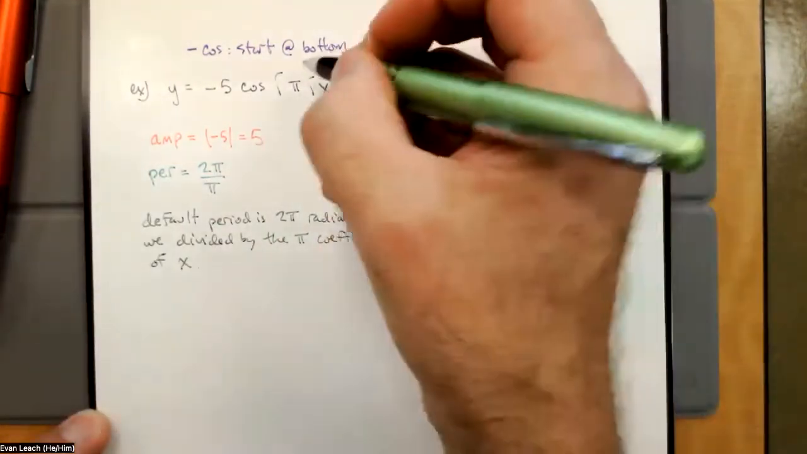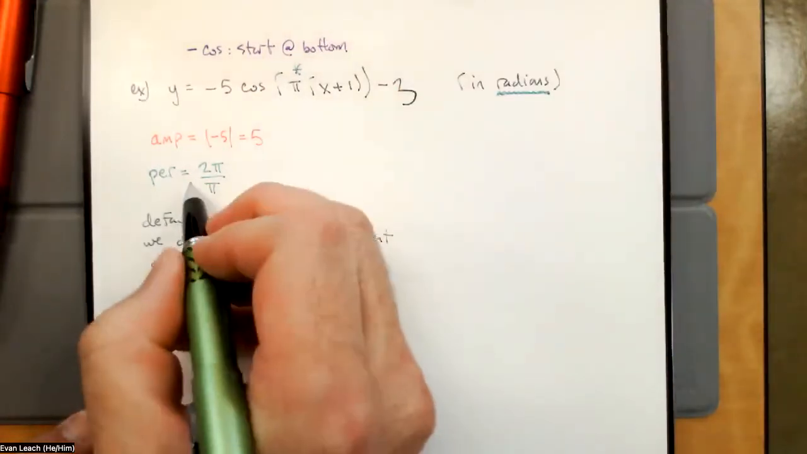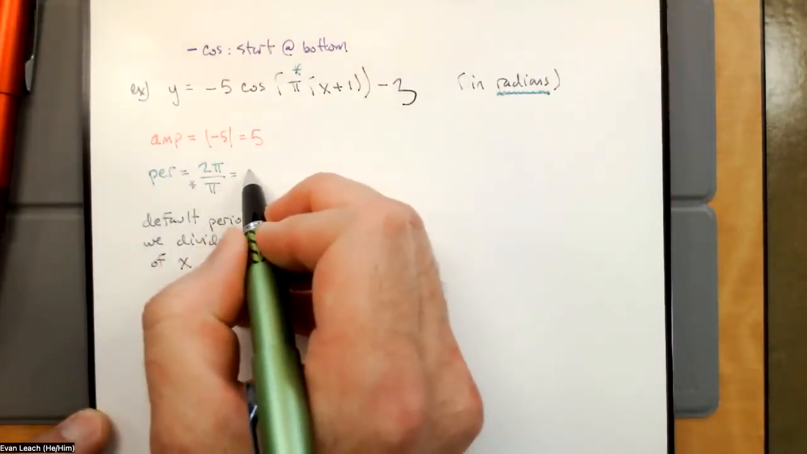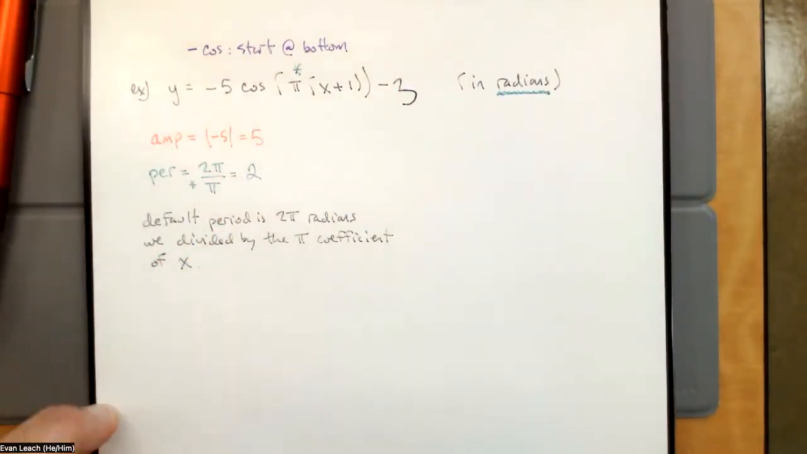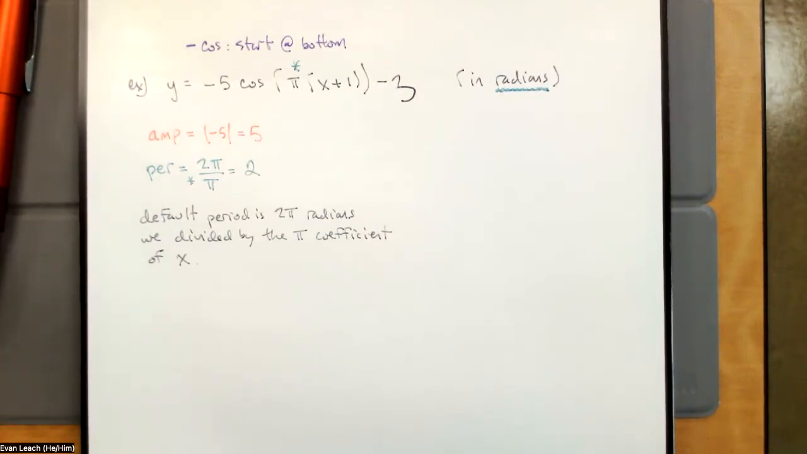So it's this pi up here that we divided by. So the period is going to be 2. We keep going on. And the next thing we come across is that x plus 1, which is a lot of horizontal shift for a period that's so short, but that's okay.